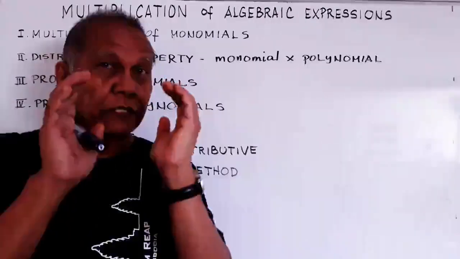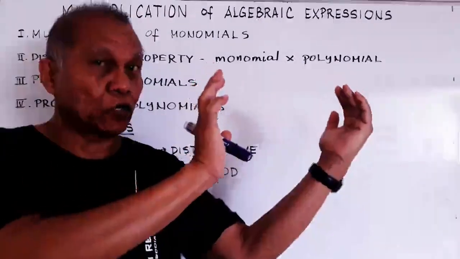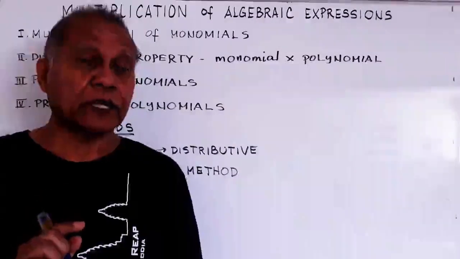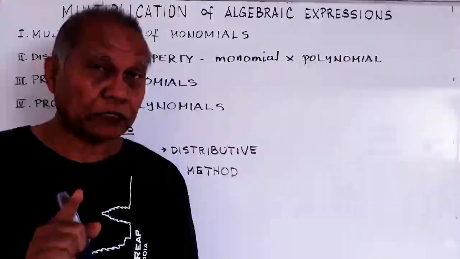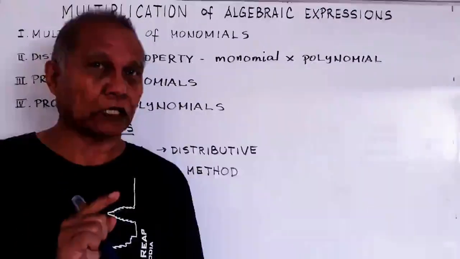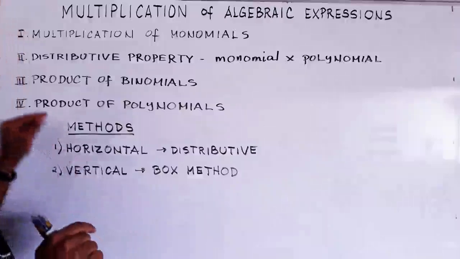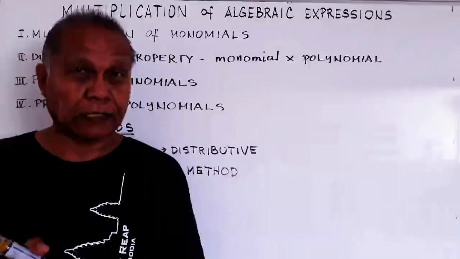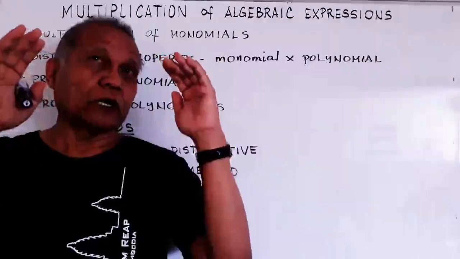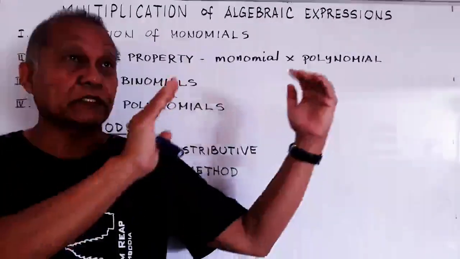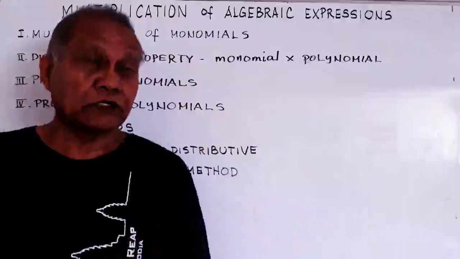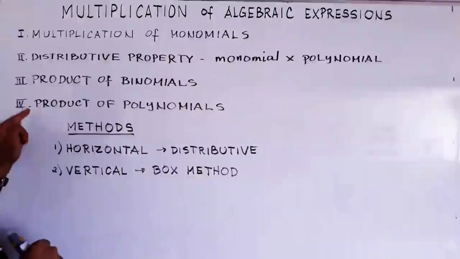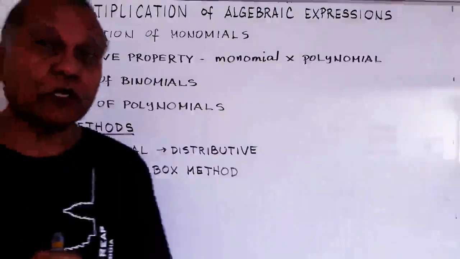We have here a monomial and a binomial or a trinomial, and we usually call that the distributive property of multiplication. The third one is binomial times binomial. We have x plus 2 times x minus 3, so we are going to solve that one manually. And we have the product of polynomials.